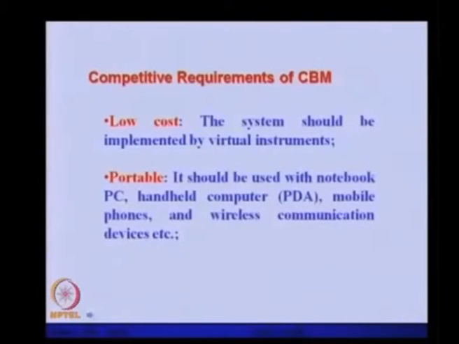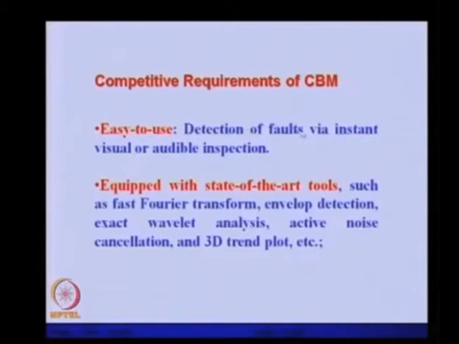Apart from this, there are some other requirements of condition based monitoring which we may look into. One is low cost. The system should be implemented by virtual instruments, so we should have a low cost CBM program. It should be portable. Again I am repeating, portable: it should be usable with a notebook, PC, handheld computer, mobile phones, wireless communication, etc. Easy to use, with detection of fault via instant exact wavelet analysis, active noise cancellation, and 3D trend plot, etc.